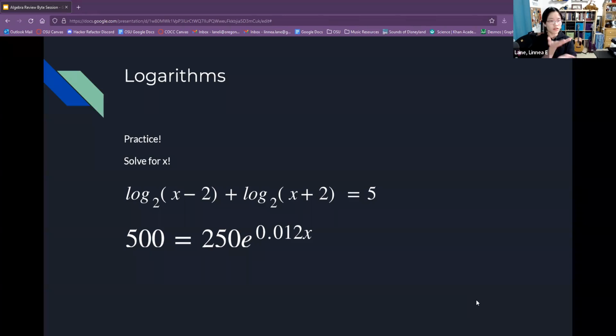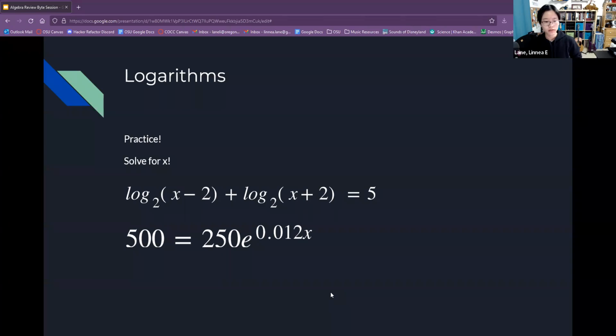And here are some examples of what you might see in the wild. I'm seeing here that we have two logs connected by addition, so we might want to combine those two contents into one log. And in this one, it looks like our x is up in the exponent. So how do we get that out of there and solve for it? We could use our log rules for that.